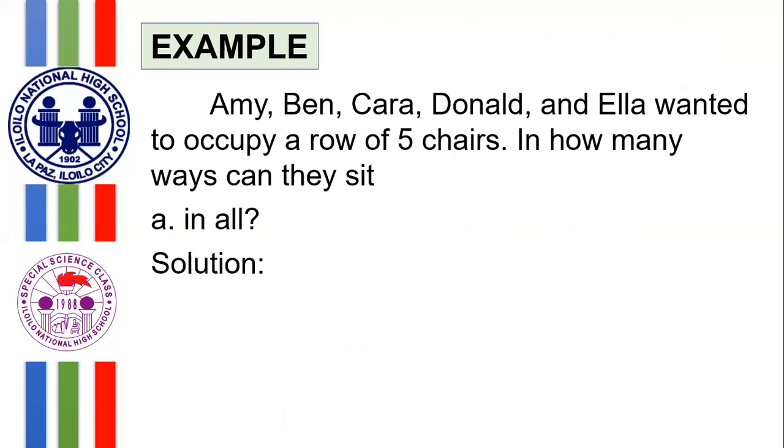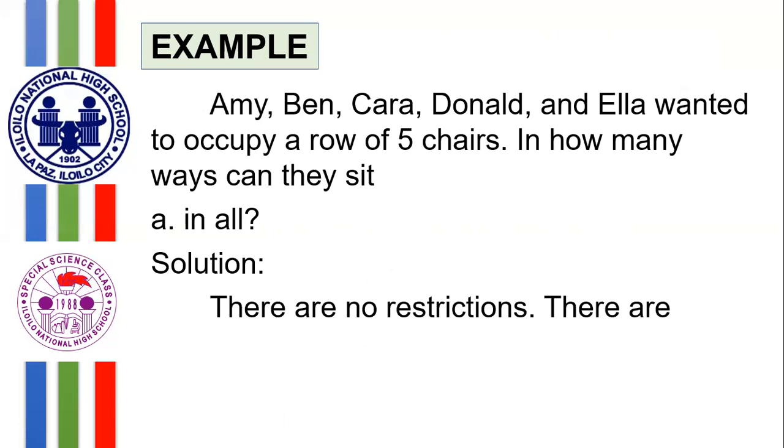For the solution, we could see that there are no restrictions about the seating arrangement. Meaning to say, anyone could sit anywhere in all of those vacant seats. Since in this particular case repetition is not allowed, if Amy is already occupying the first seat, it is also presumed that she can no longer occupy the second, third, fourth, or fifth seat. So this one is simply 5 factorial ways.